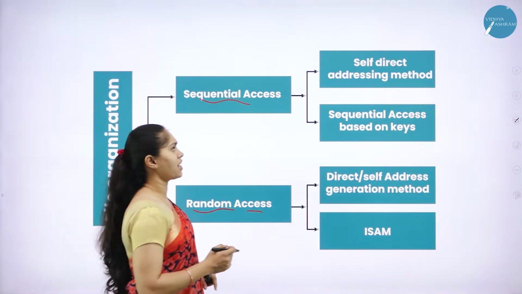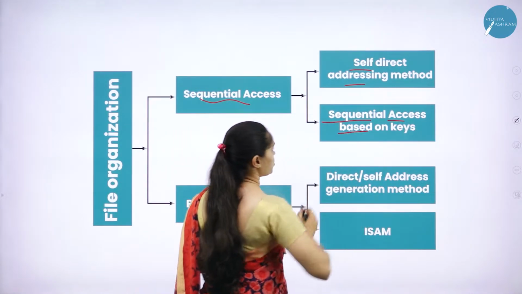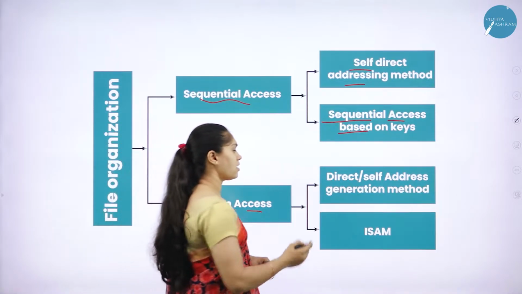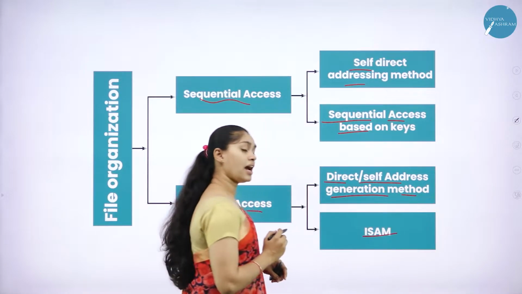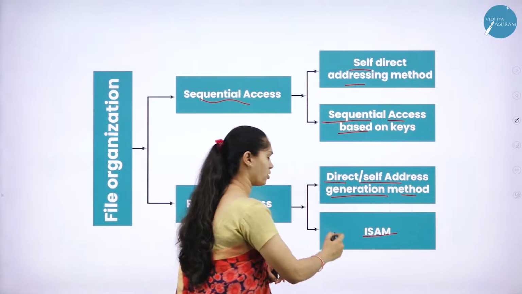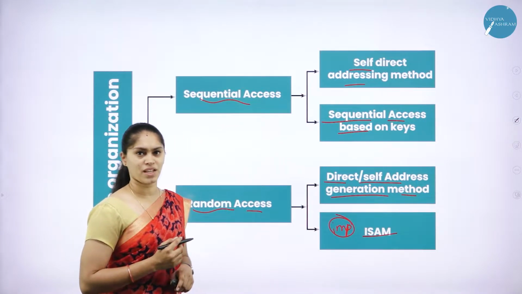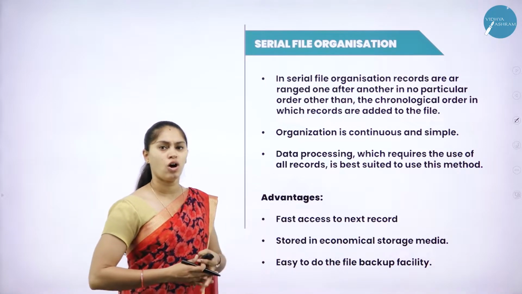In sequential access, we have self-direct addressing and also sequential access based on the keys. When it comes to random access, here we have a direct or self-address generation method and we have ISAM, a very important topic. I will let you know what this ISAM is all about. Okay, so we'll see the first type, which is serial file organization.